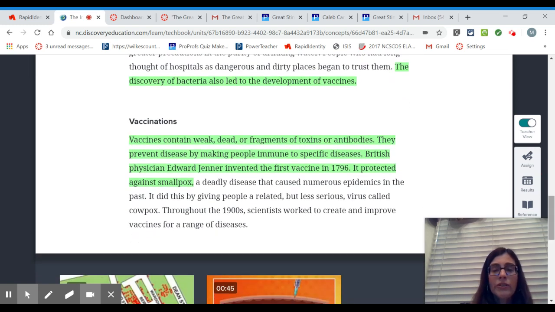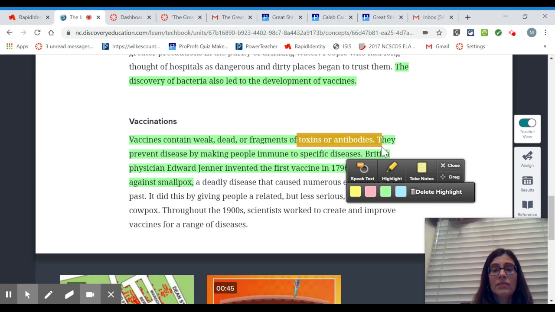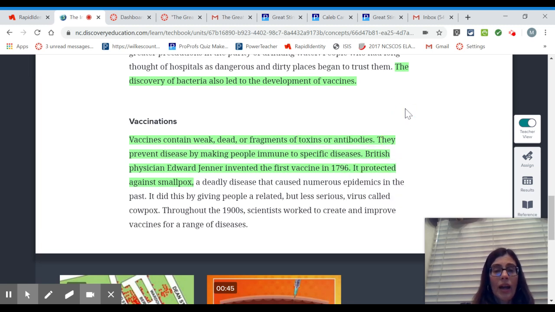Okay, so it's important to understand that once we have isolated some of the bacteria and we can weaken it, we can inject it into our bodies and we will make some toxins or antibodies against the disease. This was first done by a British scientist named Edward Jenner, and he invented the smallpox vaccine. You can read here more about how he took a cowpox virus to do that.